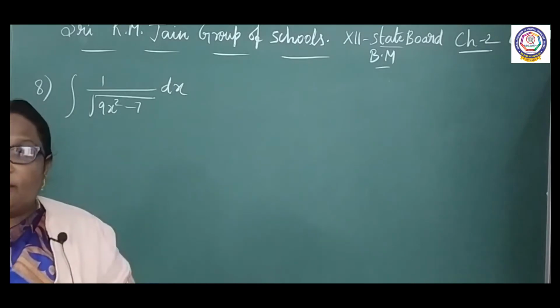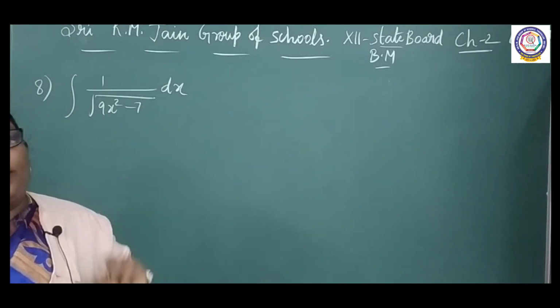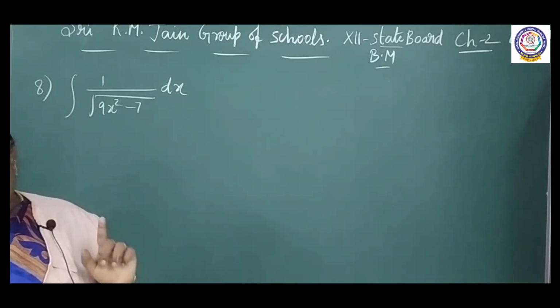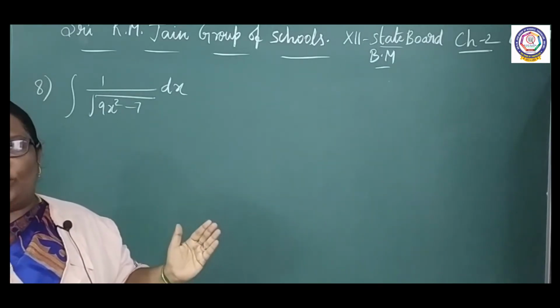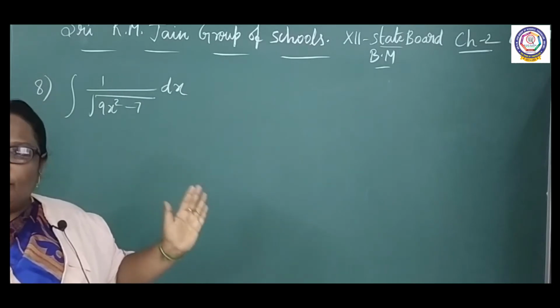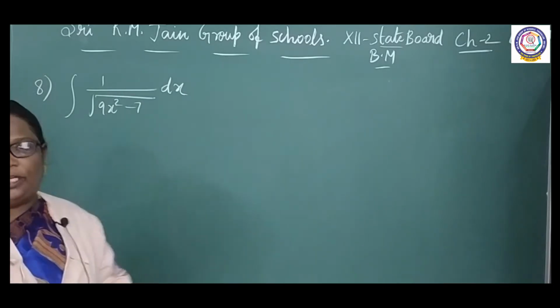This is 12th standard state board Business Maths, chapter 2, exercise 2.7, 8th sum: integral 1 by root of 9x square minus 7 into dx. I told you in the previous sum itself, you can see that there is a coefficient in x square. You have to take the coefficient out.